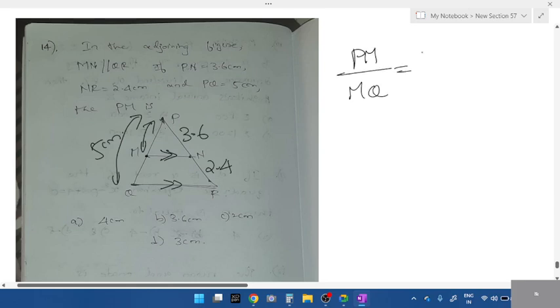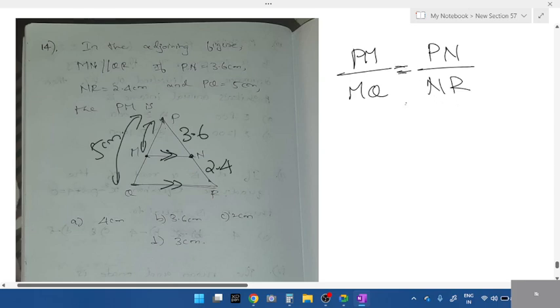14th question. In the adjoining figure, MN is parallel. PN value is given 3.6. NR is 2.4. The total value of PQ is 5 centimeters. Then they have asked to find PM. See, whenever a parallel line is given, I've told you to use the half line concept. What is half line concept, students? PM divided by MQ should be equal to, on the other side, PN divided by, what's the other one? NR.